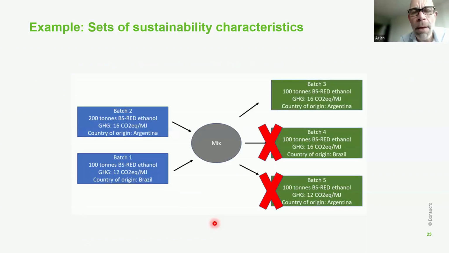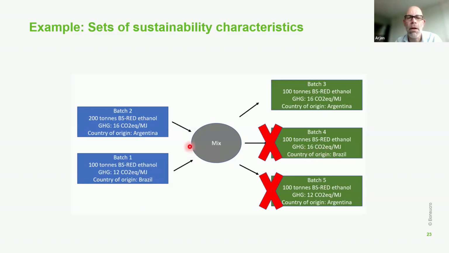This shows an example of how the rule shall not be applied. Same example, again, three batches taken from the mix of batch one and two. But what you see here is that although batch three has the same sustainability characteristics as batch two, so that's fine, the set of sustainability characteristics has remained intact. But batch four now contains a set of sustainability characteristics which is a mixture of the greenhouse gas intensity of batch two and the country of origin of batch one. And that is not allowed.